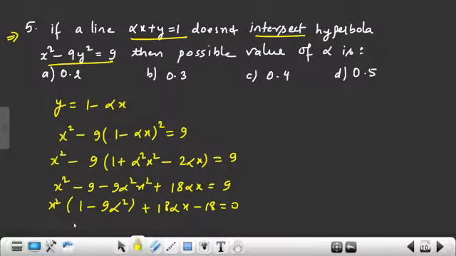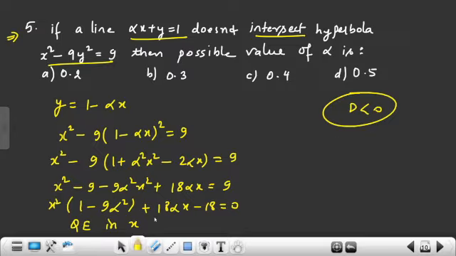Now this is a quadratic equation in x, and it says that the line does not intersect. It means they are not intersecting. So what about no roots? For no roots, D is less than 0. So simply we have to apply D is less than 0.